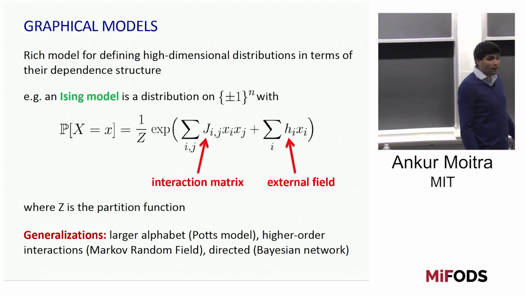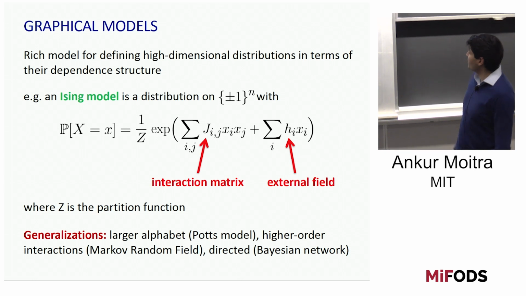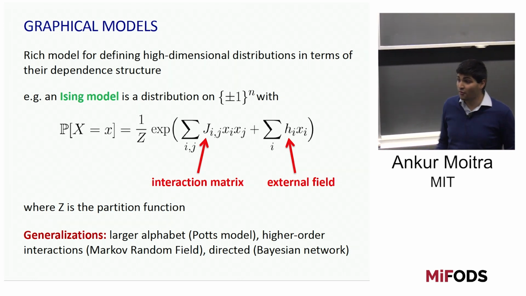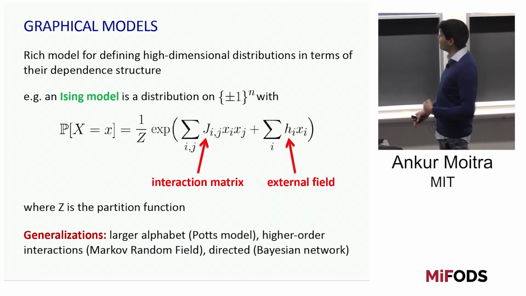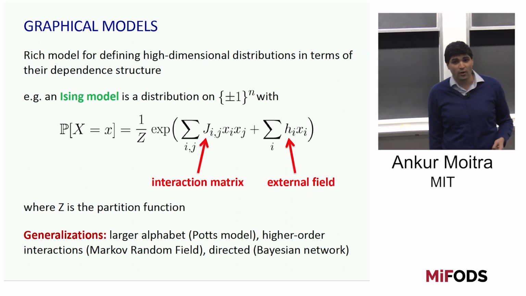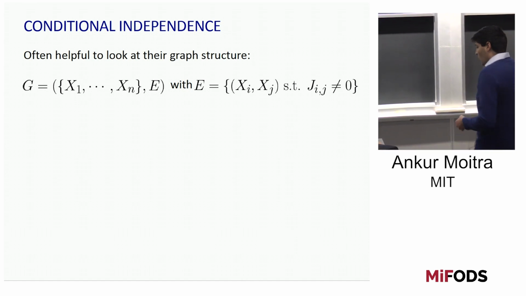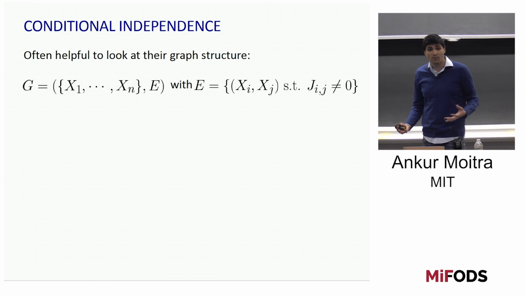You could imagine variants still with pairwise interactions, but where you have a larger alphabet. Those would be the Potts model. You could also have higher order interactions, which involve 3-way, 4-way, or higher interactions. Those are called Markov random fields. You can even break the symmetry and have directed relations, which are no longer reciprocal, and those would be Bayes nets. Now, what'll be really important for our purposes is the conditional independence structure of graphical models.